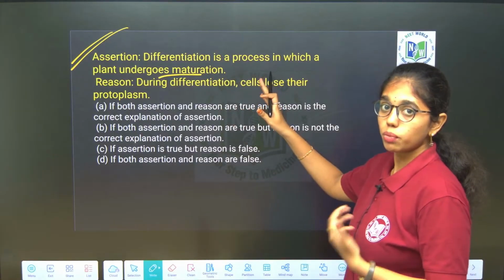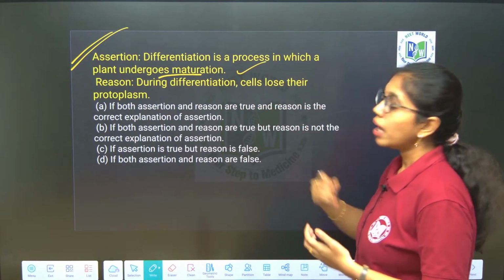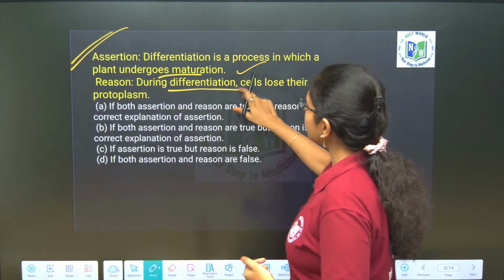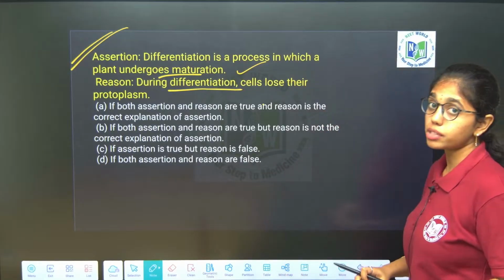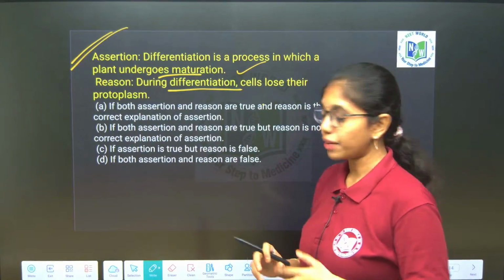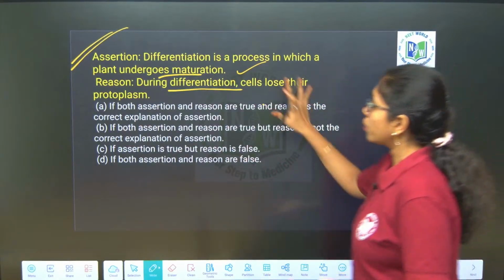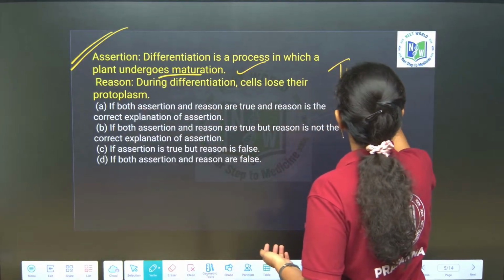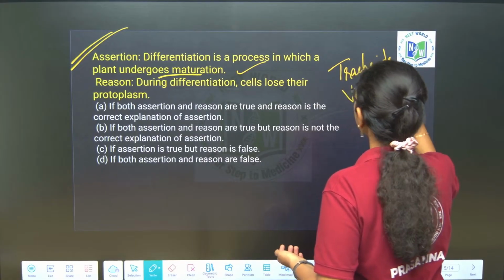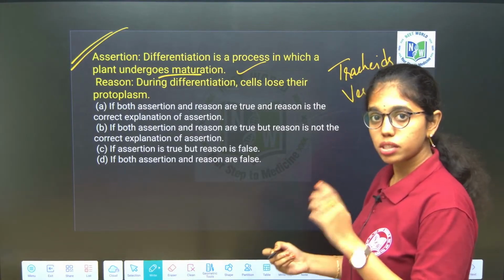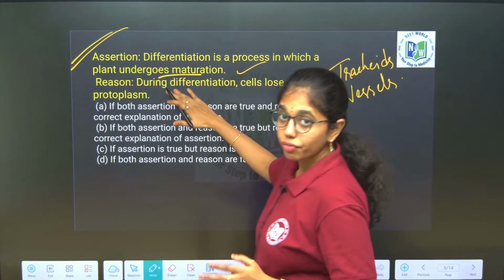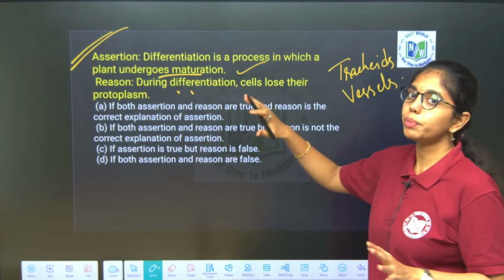Differentiation is a process in which the plant is undergoing maturation. The reason provided here is that during differentiation cells will lose protoplasm. No, not all cells will lose protoplasm, only tracheary elements that we looked into in the previous question, like tracheids and vessels and a few sclerenchymatous tissues will lose their protoplasm at the time of differentiation. Not all the cells will do the same.